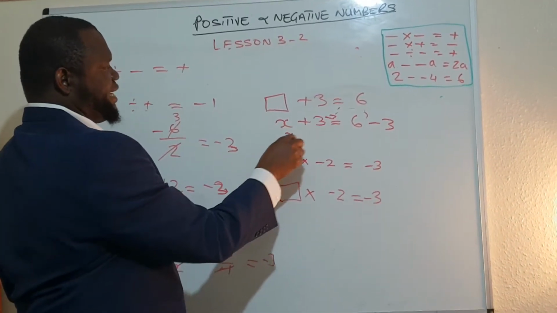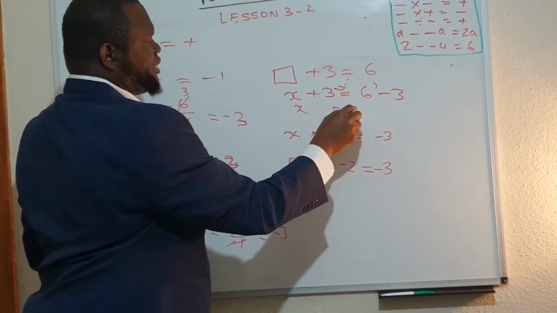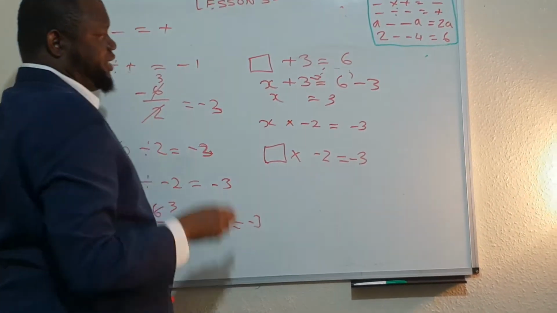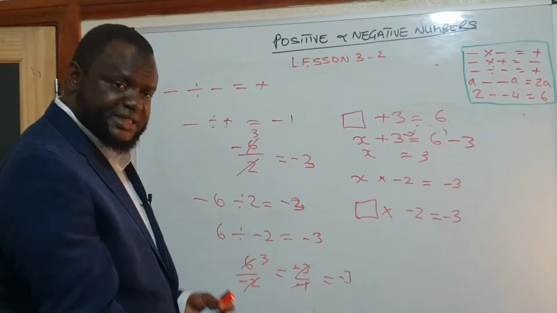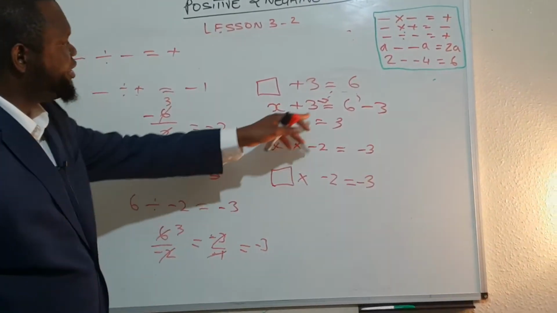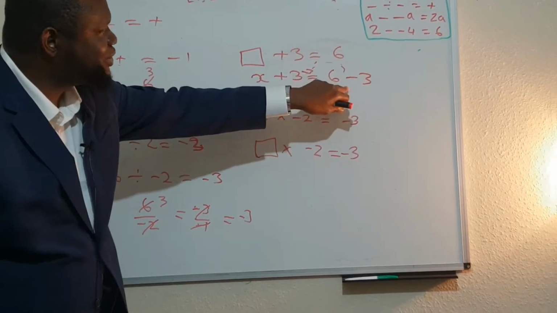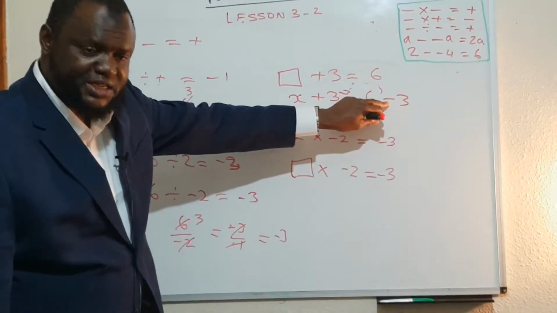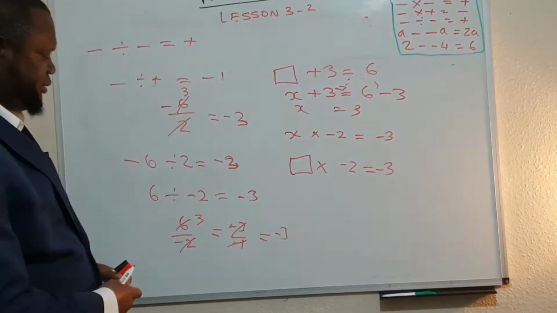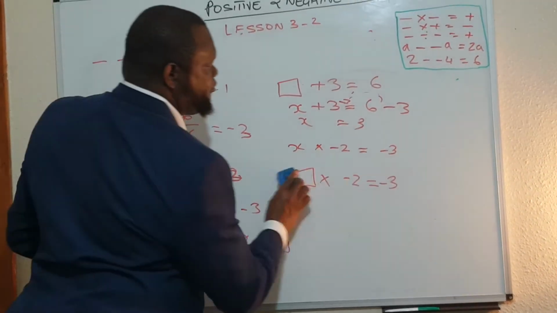You are left with x on one side, and 6 minus 3 is equal to 3 on the other. But in Africa, we say move it over the equal sign. If you move a plus over the equal sign, it becomes minus. So plus 3 becomes minus 3. That's why signs are very, very important. That's how we do it in Africa. I do it both ways.